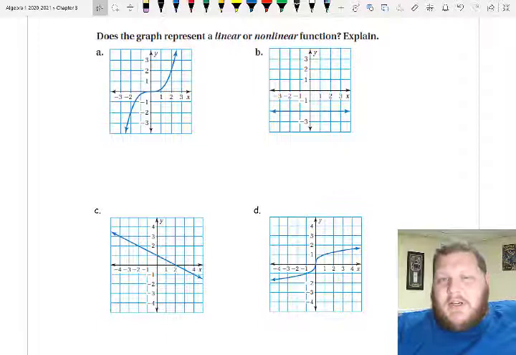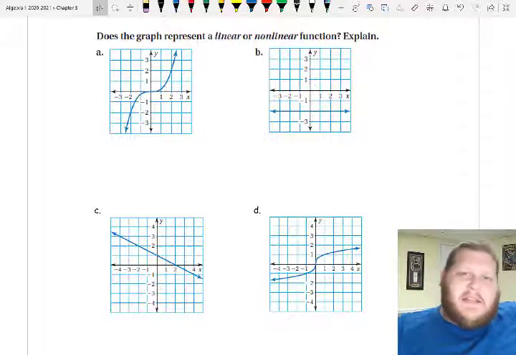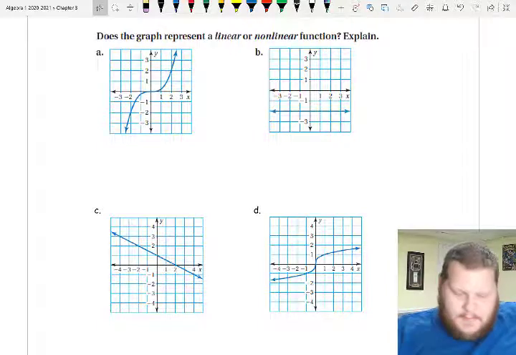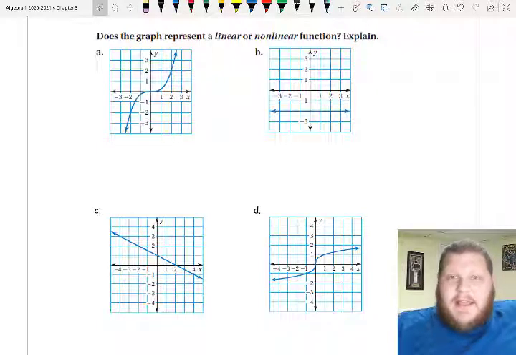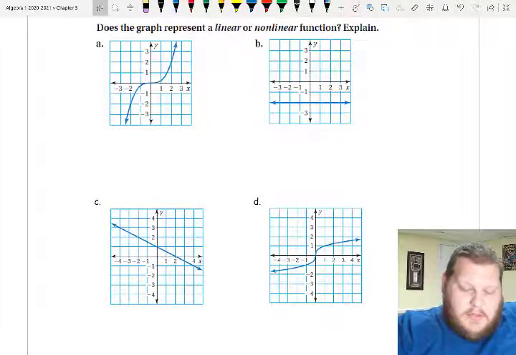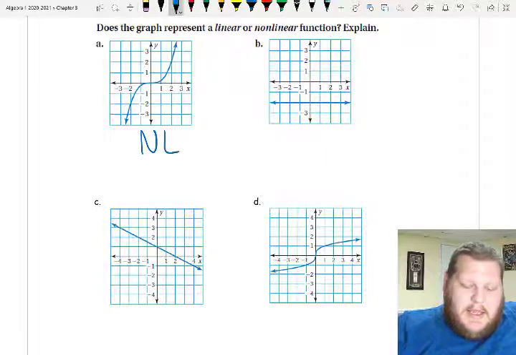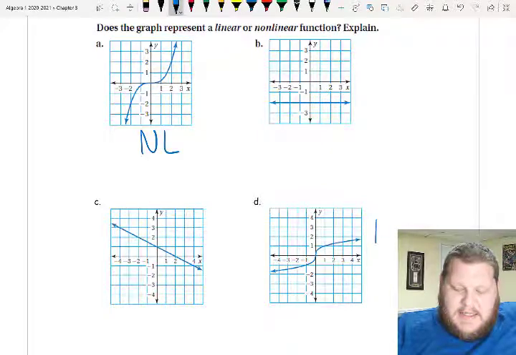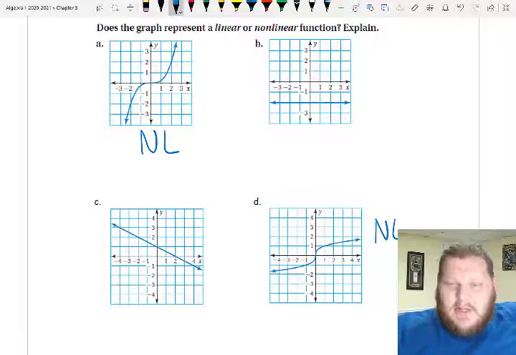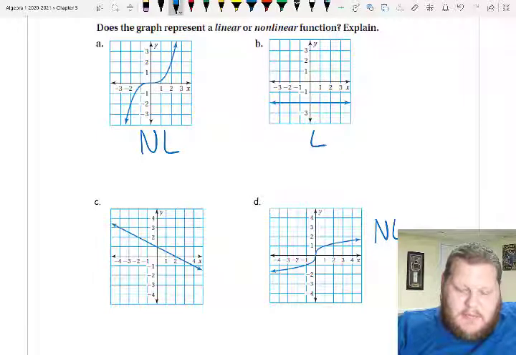Hey, this is linear because there's a constant rate of change. Hey, this is nonlinear because there is not a constant rate of change. And that could be your explanation for every single one of these. So basically, anything that has a curve to it, that is bent, is nonlinear. Anything that is just a flat or straight line is going to be linear. So here, just doing these quickly, A is going to be nonlinear. D is going to be nonlinear because both of those have curves to them. They're not just straight lines. B is linear, and C is also linear.